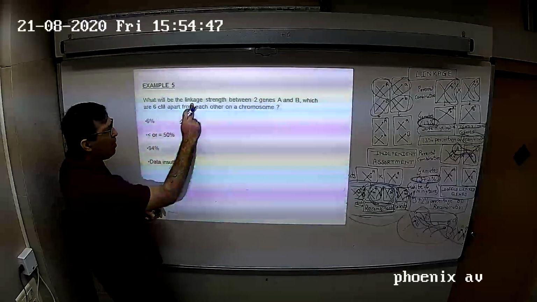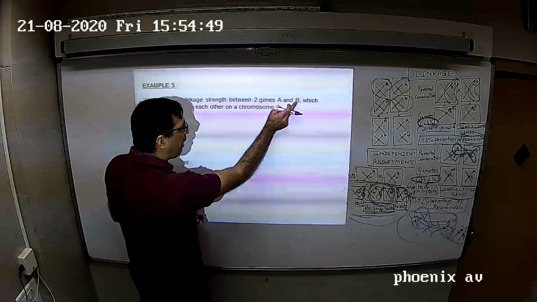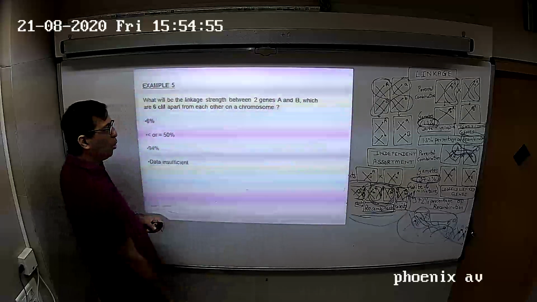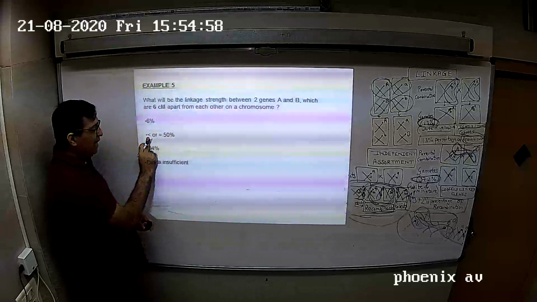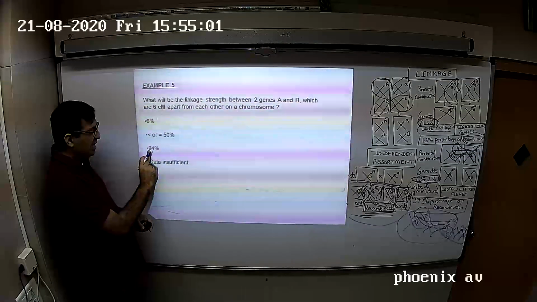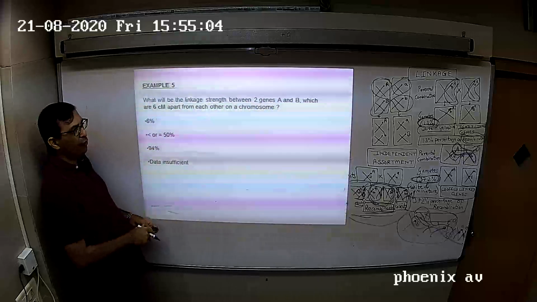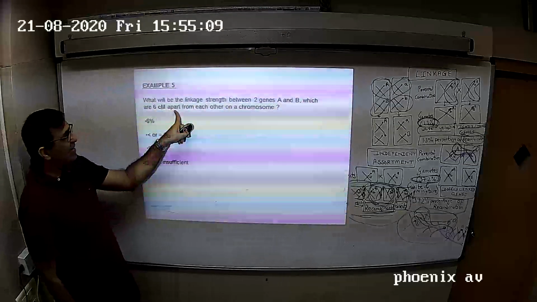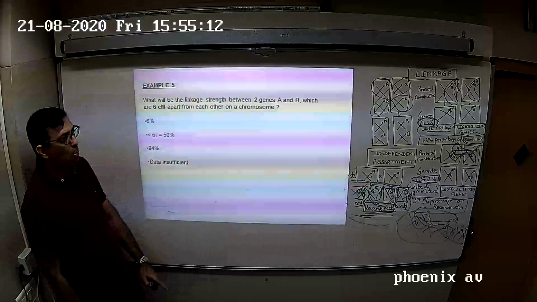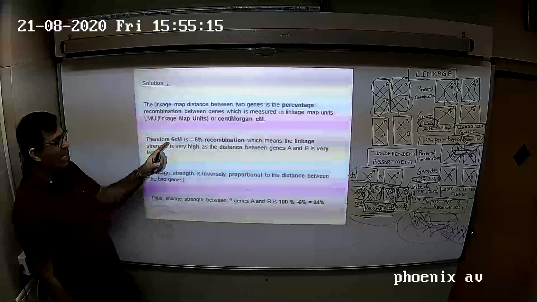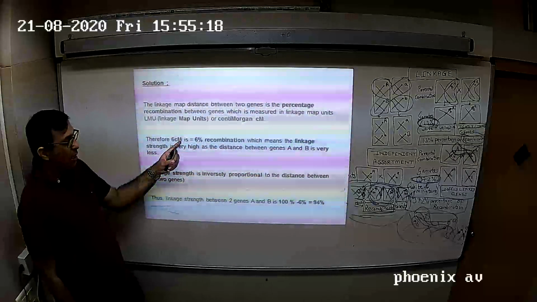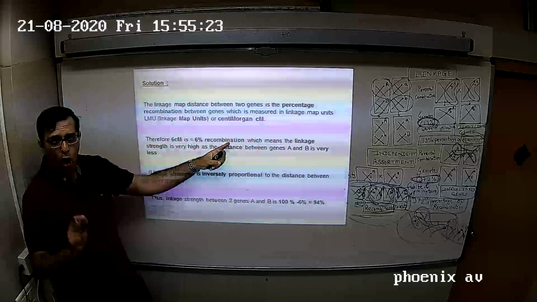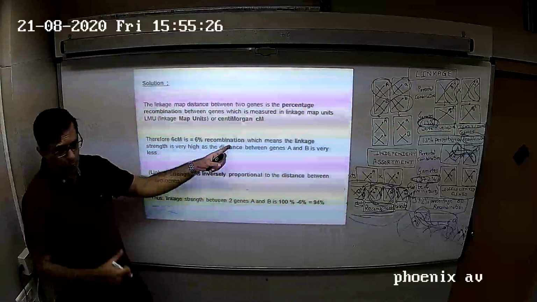Example 5. What will be the linkage strength between two genes capital A, capital B, which are 6 centimorgan apart from each other on a chromosome? Options: 6%, less or 50%, 94%, data insufficient. Check this out. Now, ध्यान से, 6 centimorgan is 6% recombination or 6 map units. We know it very well now.